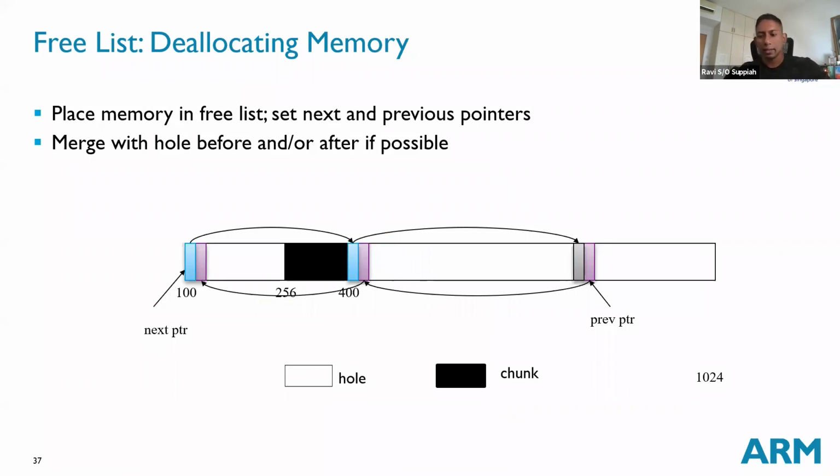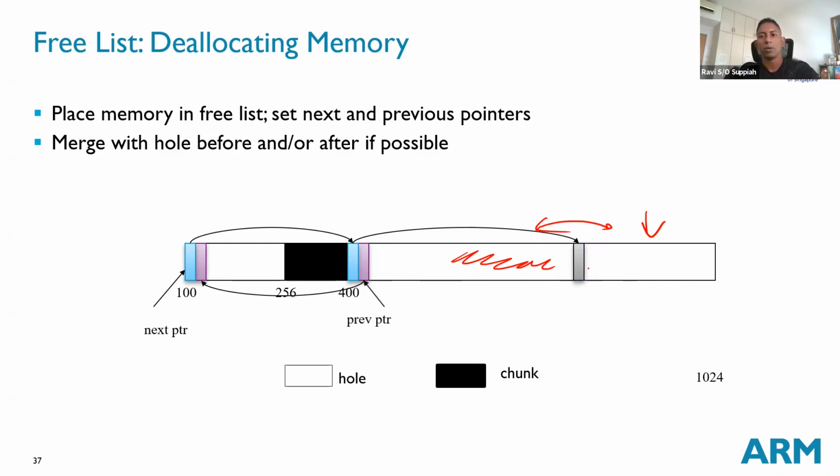Now we're looking at this example of the deallocation of memory. Currently this chunk of memory is used up, and now I want to free it. Once I free it, as you can see, there is already a hole over here, so I can do a merge. Since I'm able to do a merge, I can free up both of these pointers. The previous pointer can be removed from this hole and the next pointer is also removed from this hole. So now I have a bigger hole, by the combination of the chunk and the earlier hole.